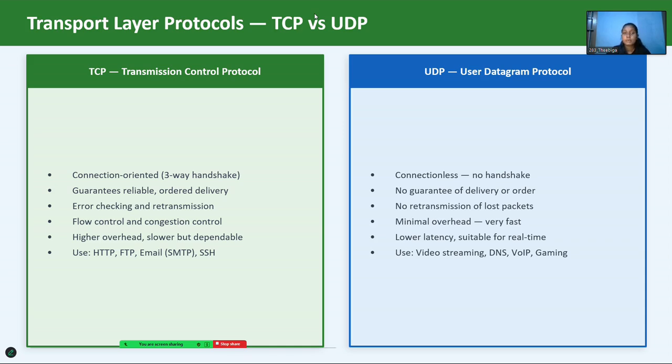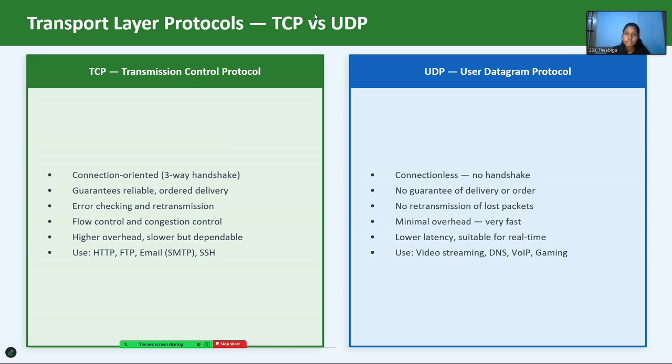UDP, the User Datagram Protocol, takes the opposite approach. It sends data without establishing a connection first, does not check for lost packets, and does not wait for an acknowledgement. This makes it extremely fast with very low latency.